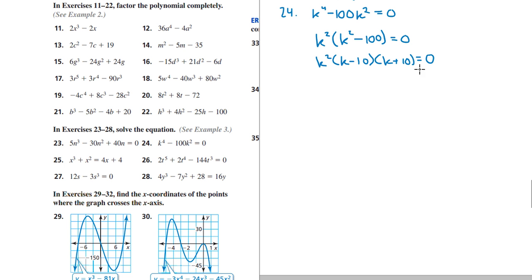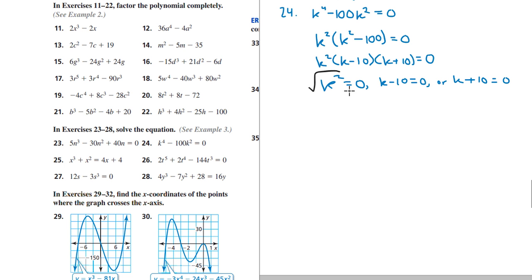So we have the product equaling 0. So the zero product property says one of these three must equal 0. So that's one thing I'm going to stop saying as much now as well. So we have either k squared equals 0, k minus 10 equals 0, or k plus 10 equals 0. So we need to solve all three of these.